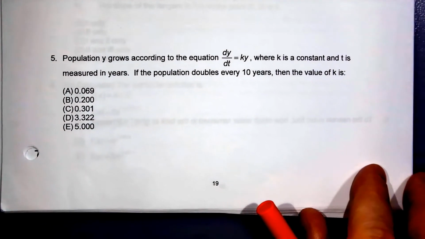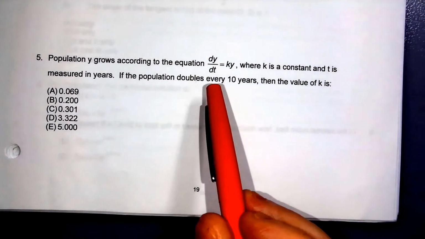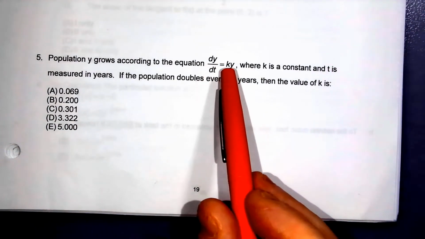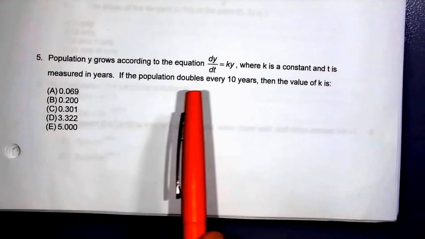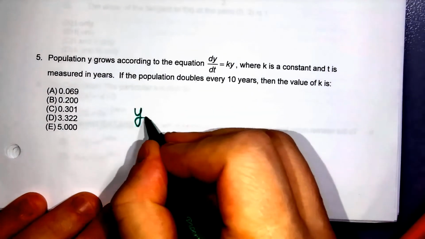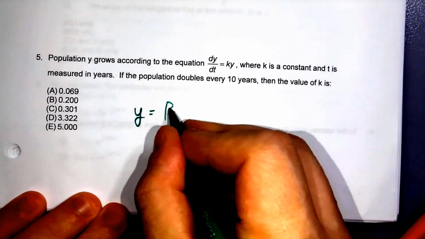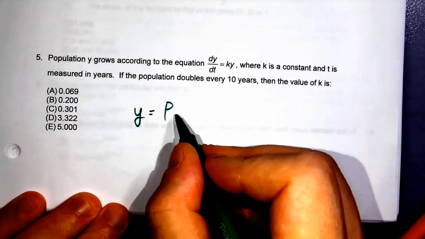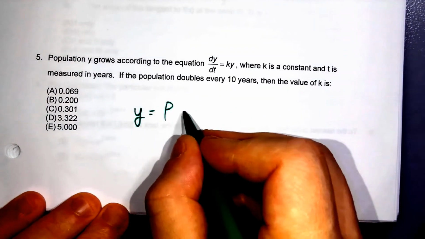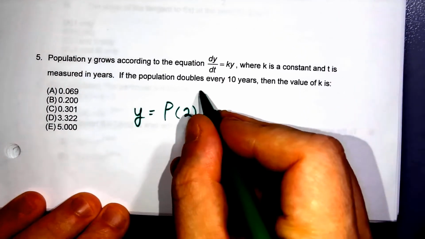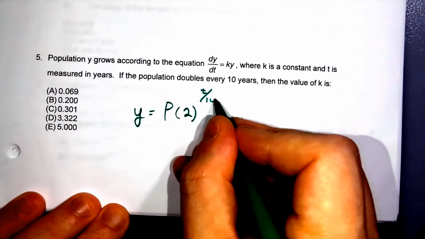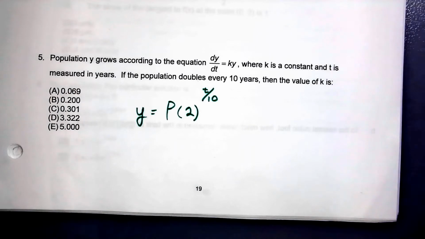A population grows according to this differential equation, which literally says dy dt equals a constant times y. It's proportional to y. The population doubles every 10 years. So the model in this situation would be y equals whatever the initial population is, and then it would be doubling every 10 years. So you'd need to do 2 to the t over 10, because that's what would represent the doubling.